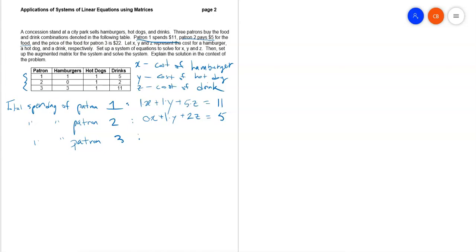And then patron 3, he got 3 hamburgers, so 3 times the cost of hamburgers is how much he spent on hamburgers. He got 1 hot dog, so plus 1y. And then he got 11 drinks, and so plus 11z. How much did he spend? He spent $22 in total, so this will equal 22.